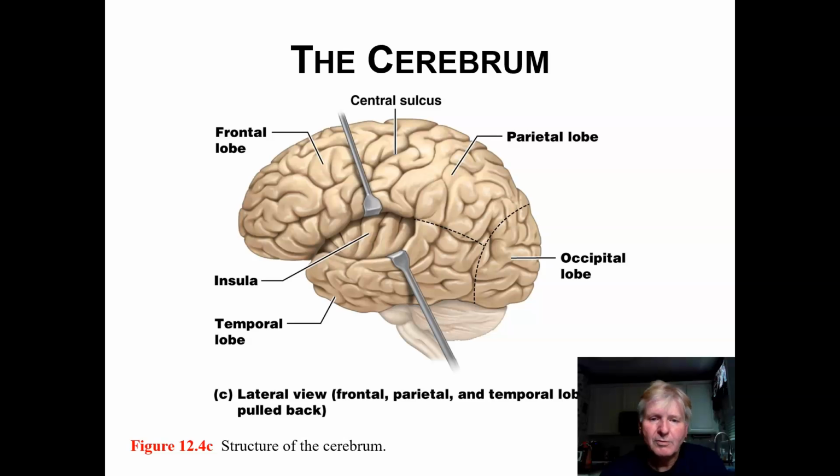Your insula is basically deep to the other lobes. The frontal lobe, with the central sulcus being the demarcation between the frontal and parietal lobes; the occipital lobe, separated from the parietal lobe by the parieto-occipital sulcus; and then the temporal lobe, which is separated from the frontal and parietal lobes by the lateral fissure. And then you see the insula deep to the temporal and frontal lobes.